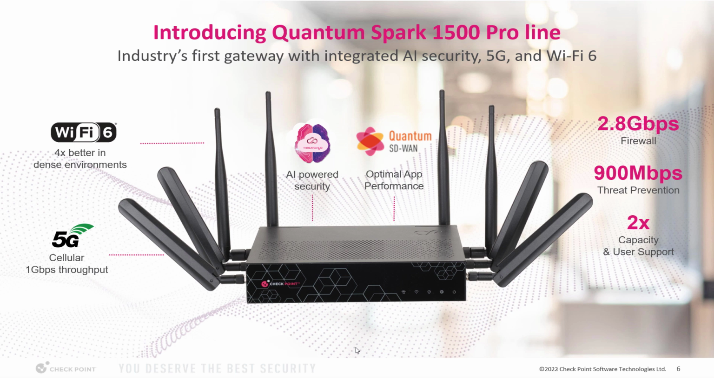You have on-the-go real-time security alerts and remediation using the Watchtower mobile app, which will have a great video on it. You get simple and insightful reporting. And look at this beautiful throughput, 2.8 gigabits per second firewall, 900 megabits per second of threat prevention, and perhaps the crown jewel, Quantum SD-WAN support. So you get optimal app performance.